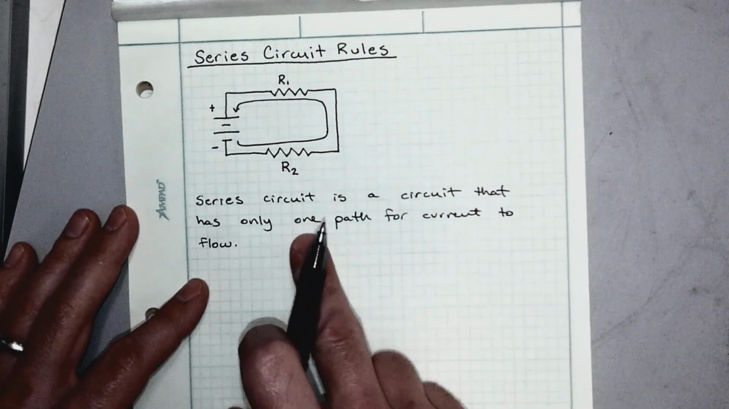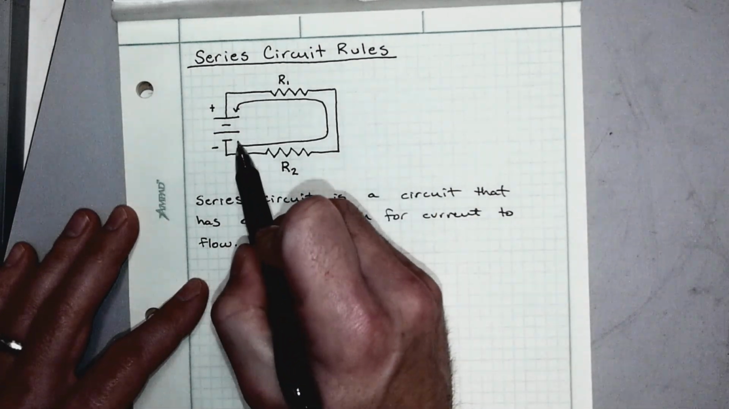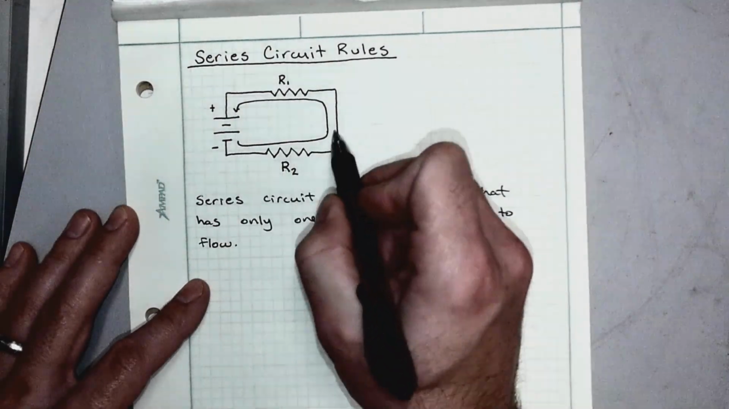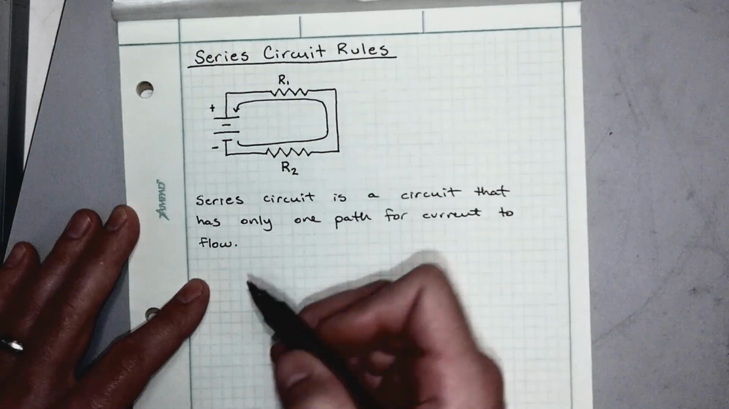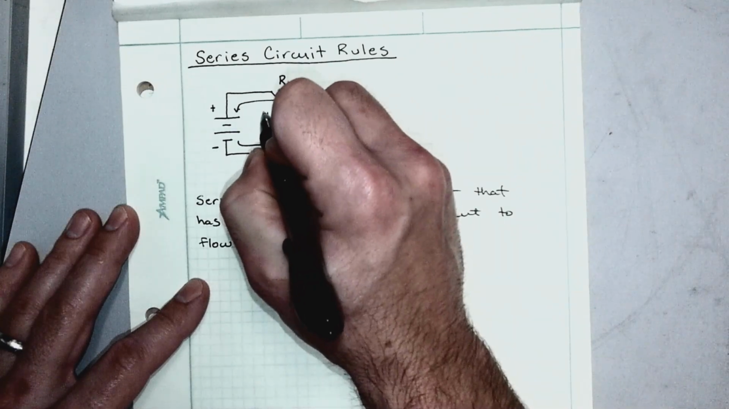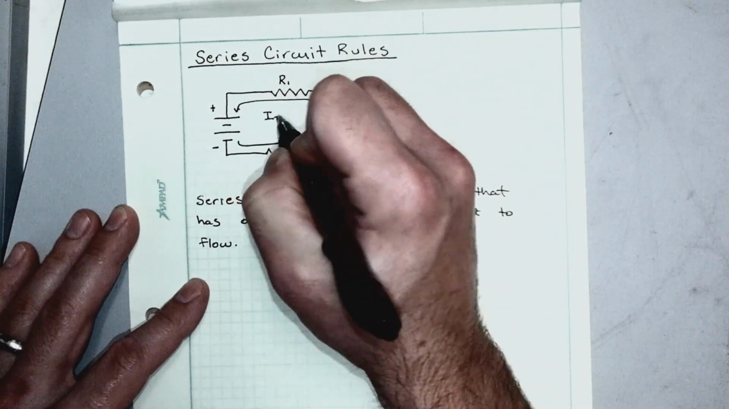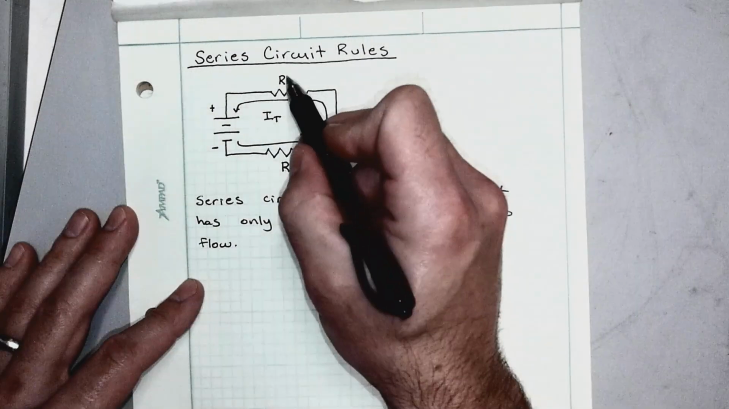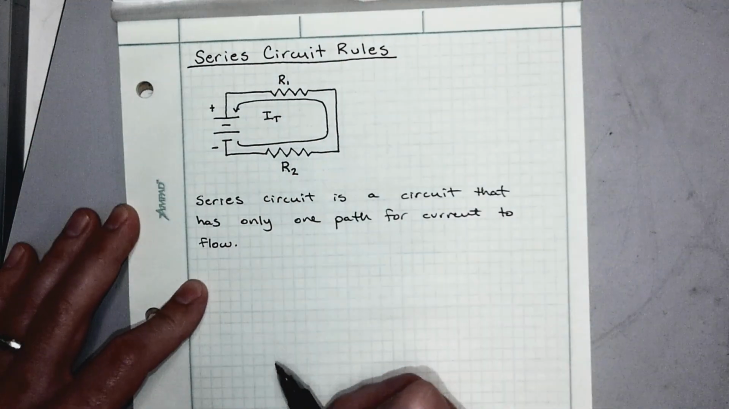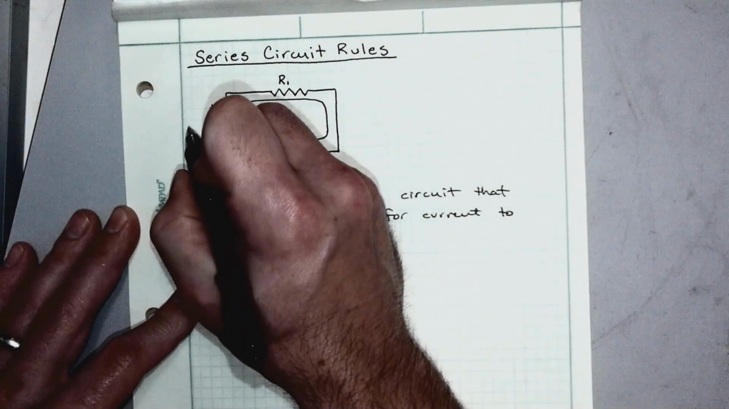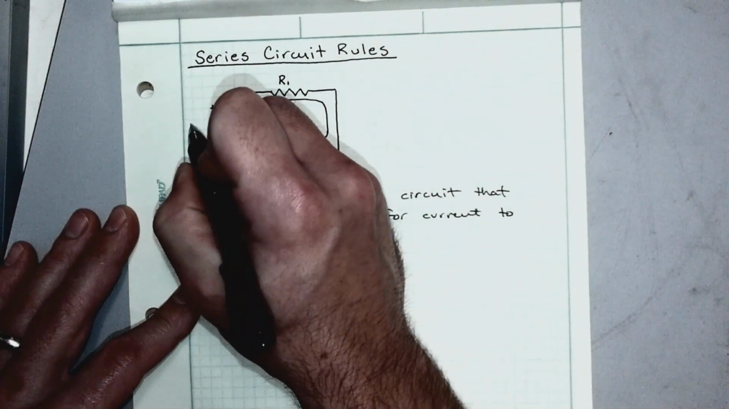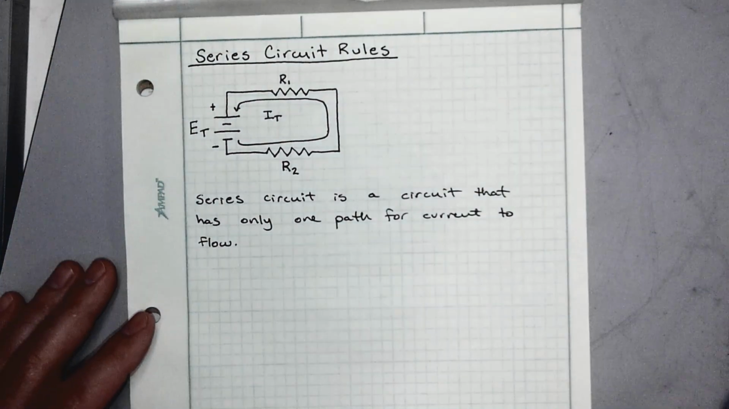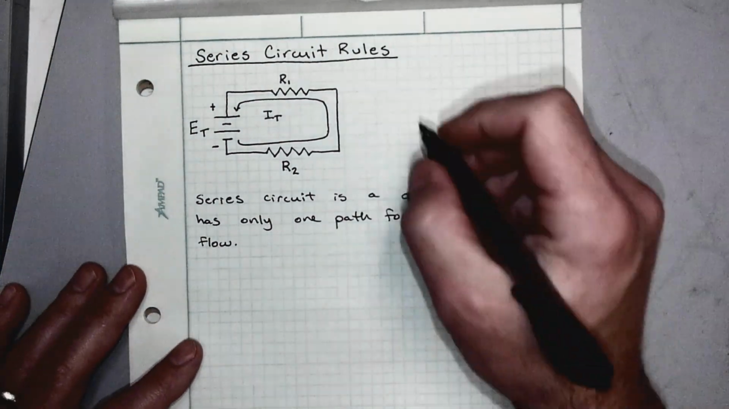So back to current flow, this is our one path for current to flow. And this current flow, we're going to give it the variable I sub t, because that is going to be the total current flowing in the circuit. Again, we've already given a variable to resistance as R, and the applied voltage is, in this case, coming from our battery, and we're going to give that the variable E sub t.